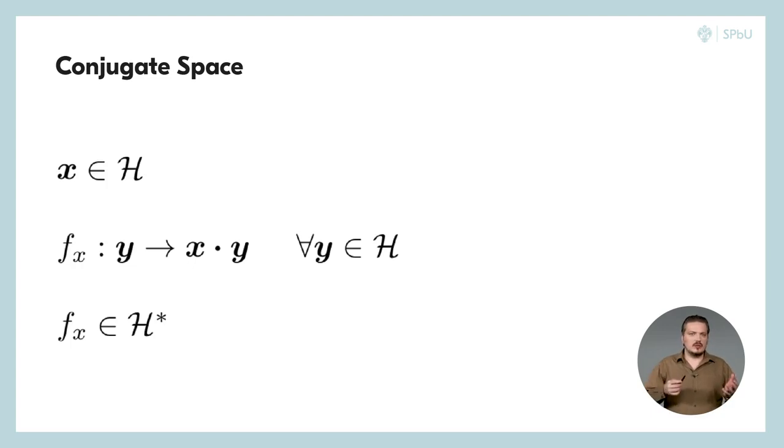The action of our functional is this. For any vector y, the action of f_x on y is the inner product of x and y. One can easily see that the functional defined like this is linear. The set of all linear functionals over H also forms a vector space. This space is called the conjugate space of H. We will denote it as H star.